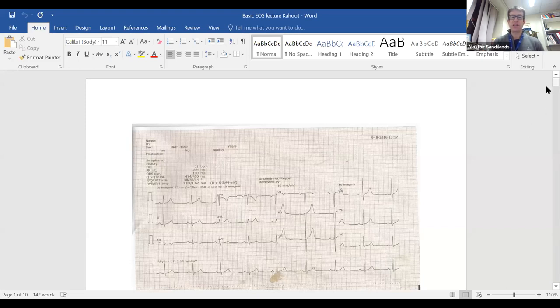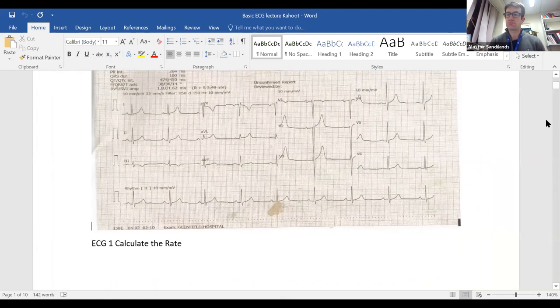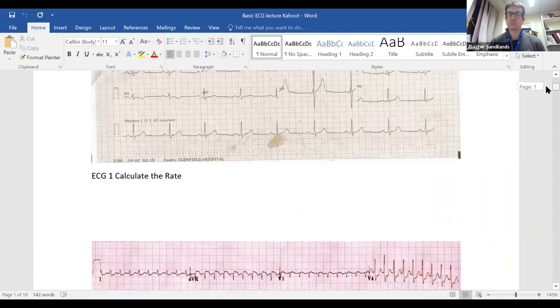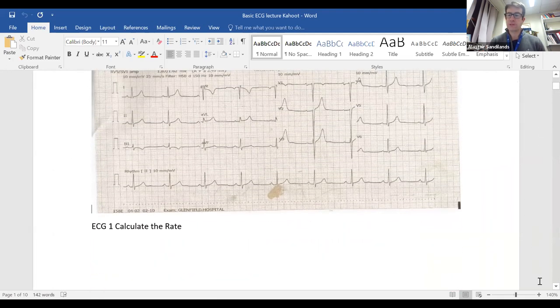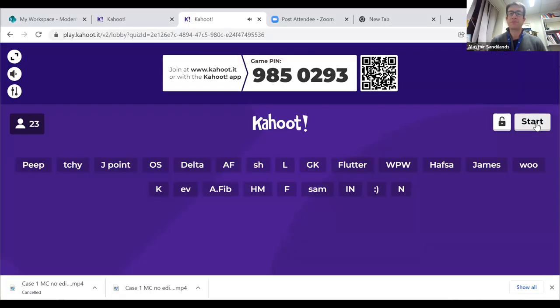So on this ECG, you're going to have to calculate the rate. Calculate the rate. That's question one. Calculate the rate. Okay, let's get started.